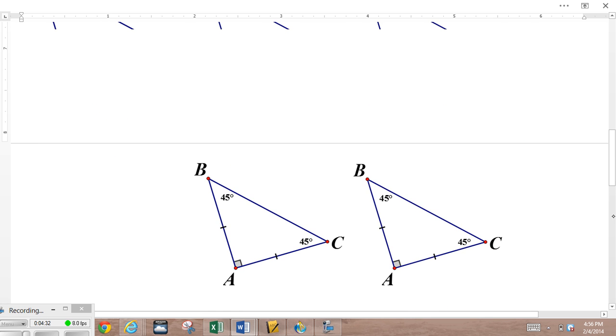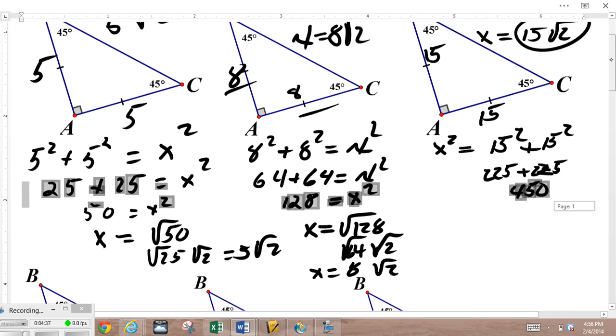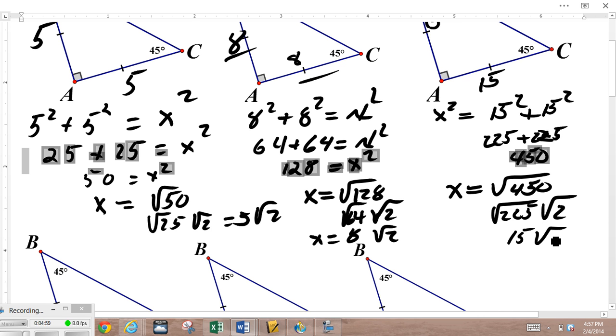And of course we know then that x is going to equal the square root of 450. We know 450 came from 225 and 225, so it's 225 times 2. So that's the square root of 225 times root 2, which is 15 root 2, just like we called it.